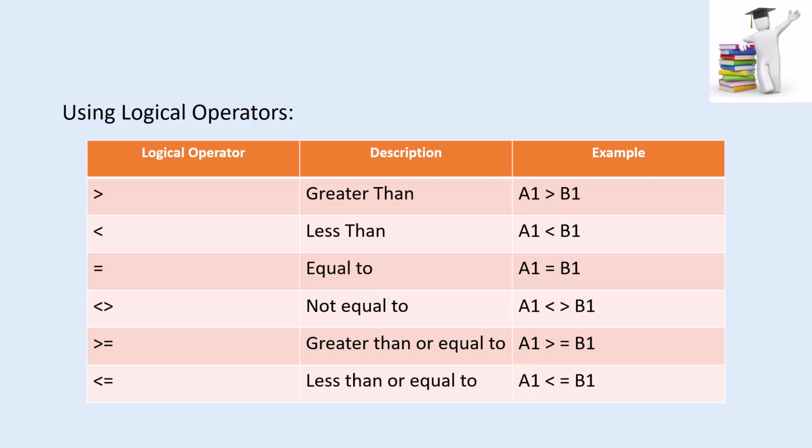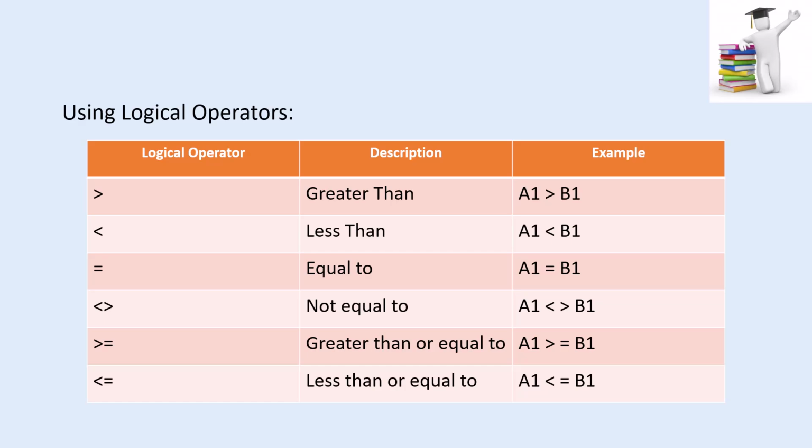In our chart, we have the first column, logical operator, followed by the description column and the example column. Number one, the greater than. It returns true if the first value is larger than the second. For example, A1 is greater than B1. Our second symbol, less than. It returns true if the first value is smaller than the second. Example, A1 is less than B1.